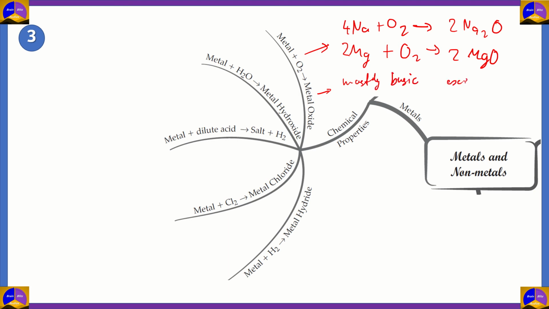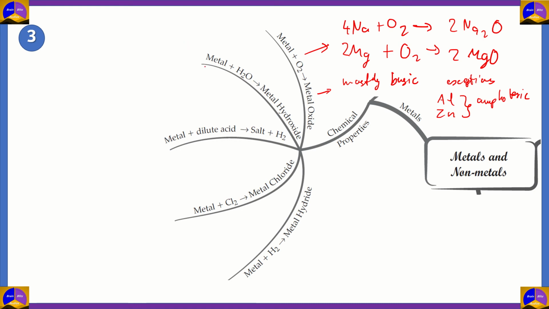The exceptions are aluminium and zinc, which are amphoteric. Now, the word amphoteric means they are both basic and acidic. So basically, if an amphoteric oxide reacts with a base, it will act as an acid, and if an amphoteric oxide reacts with an acid, it acts as a base. So therefore, aluminium and zinc are exceptions to the mostly basic rule. Metal oxides are usually basic in nature, except for aluminium and zinc, which are amphoteric.